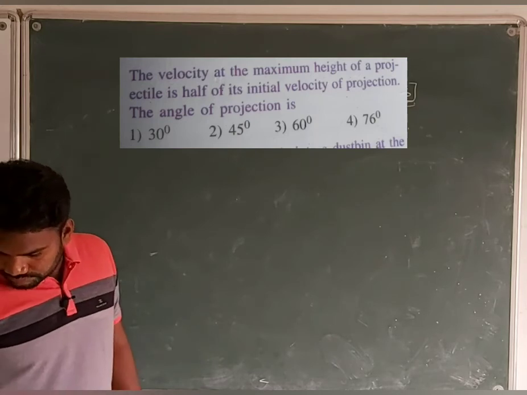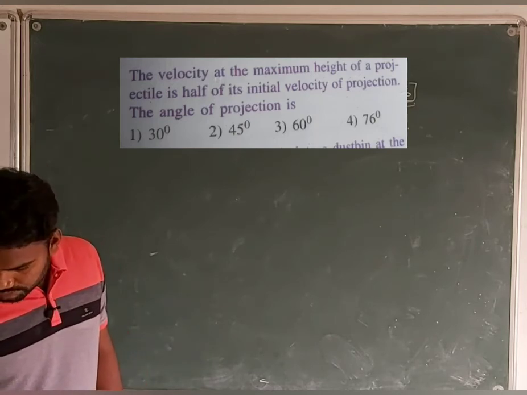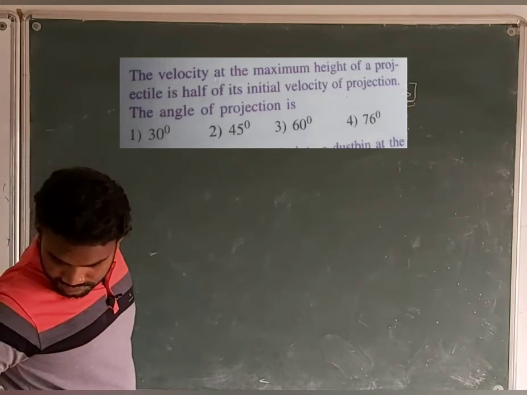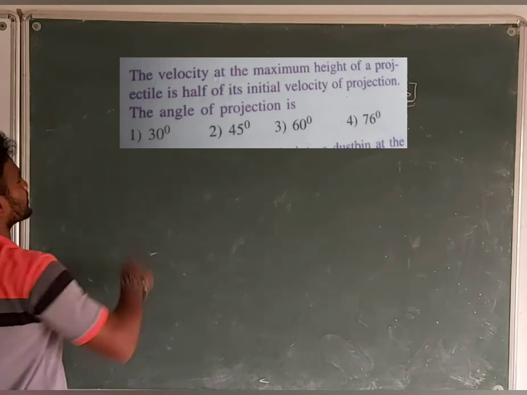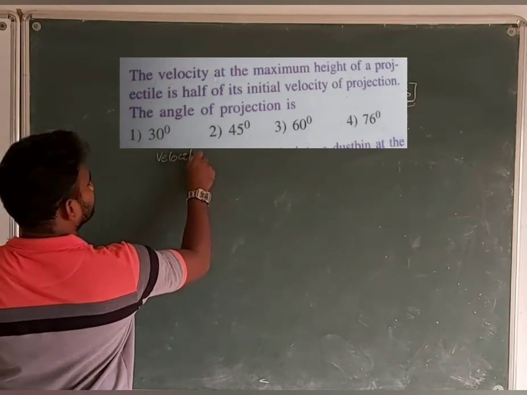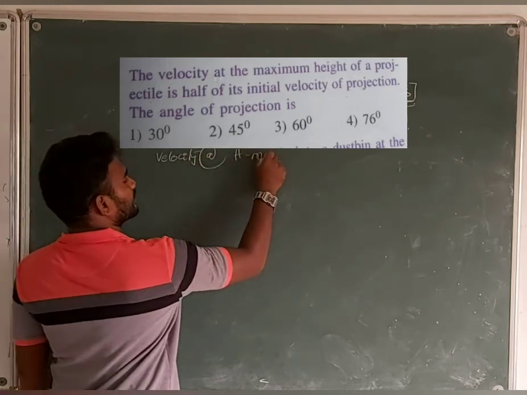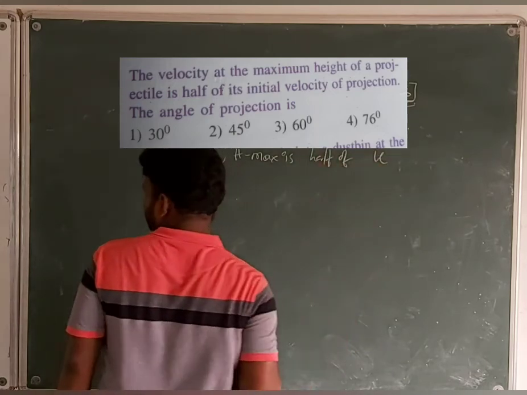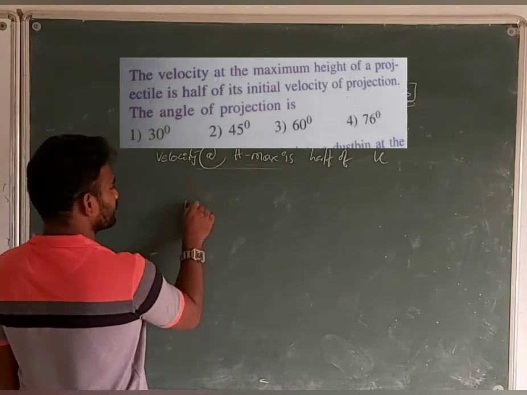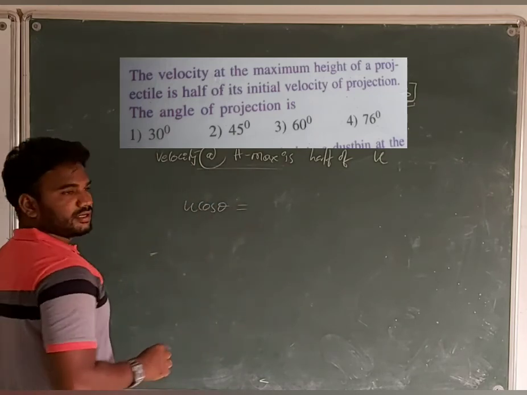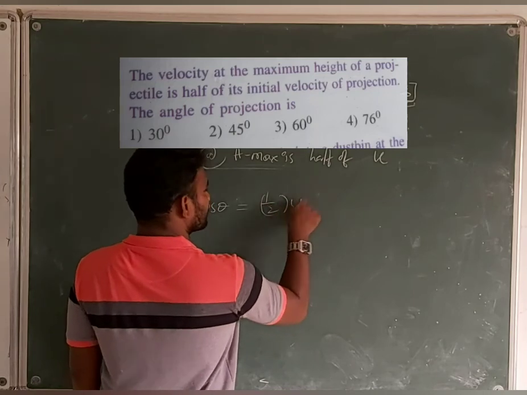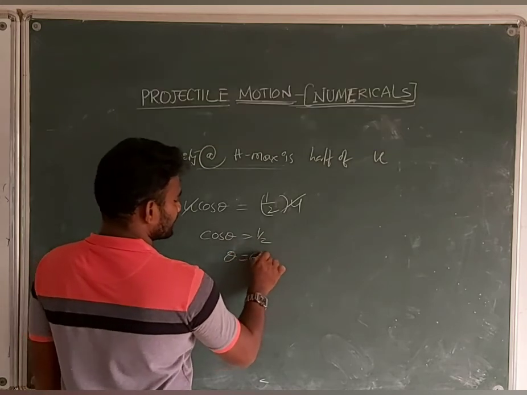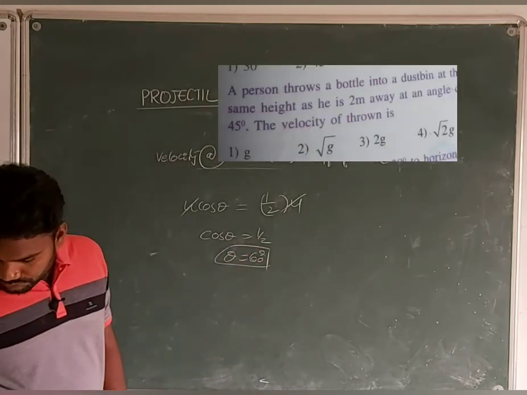Write down the projectile question. The velocity at maximum height of the projectile is half of the initial velocity of the projection. Write down, the velocity at maximum height is half of the initial velocity. So do you know what is the velocity at maximum height? U cos theta is the velocity at maximum height. Half of initial velocity means 1 by 2 into u, and u cancels. Cos theta is equal to 1 by 2. Theta is equal to 60 degrees. That is the angle. So this is how we have to do the numerical, students.